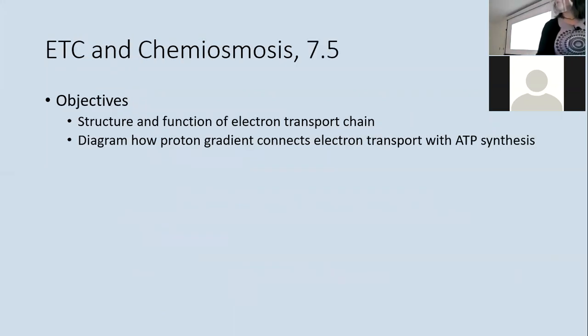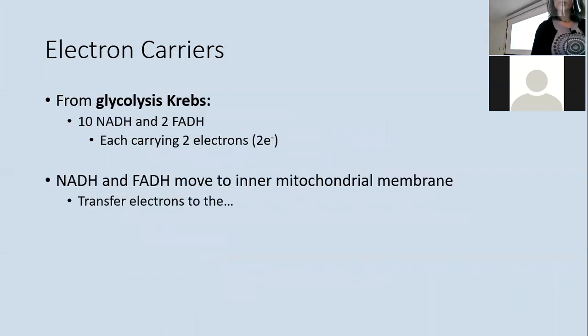So, the electron transport chain. And then a process called chemiosmosis, which is where we're really going to crank out some ATP. We're not quite there yet. All right, so let's talk about the electron transport chain first.